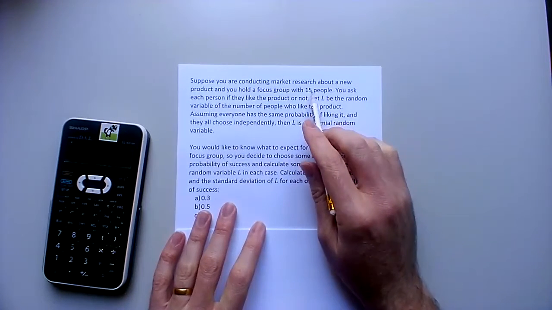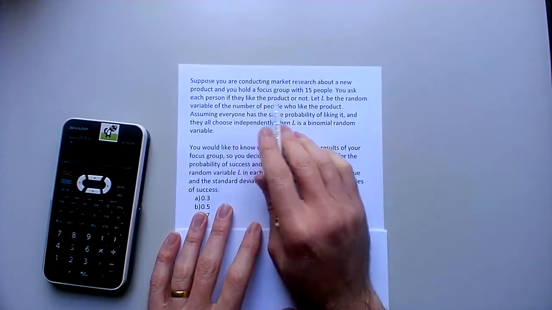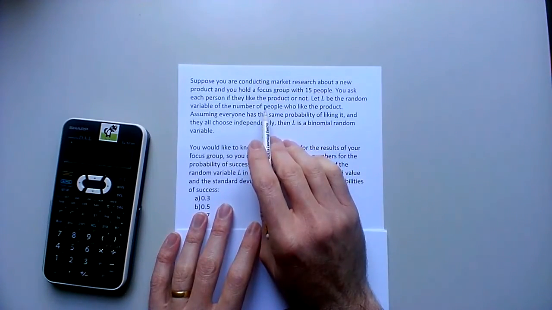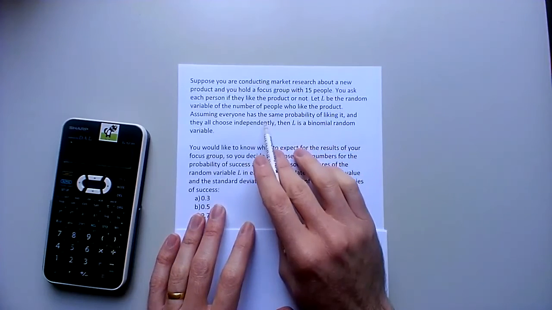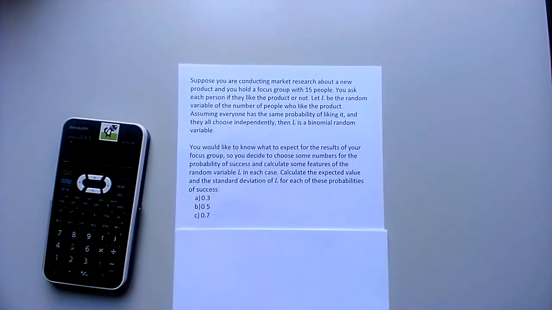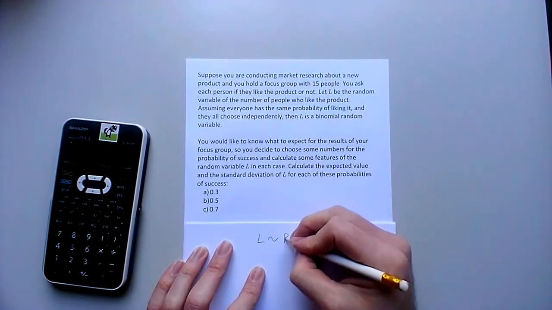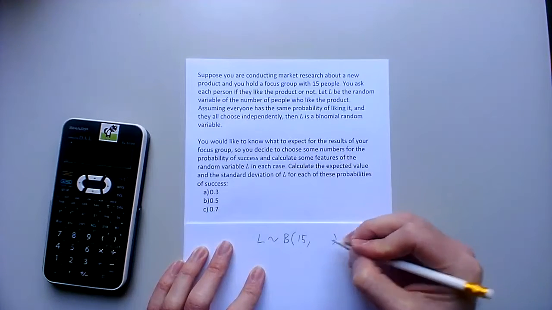The 15 people would be the trials, like asking them would be the trials. And there's only two options, they either like it or they don't like it. And we've counted how many people like it, so success is liking it. And the probability of the success is the same every time, and they're all independent, so that makes it a binomial random variable. Cool, I'll write that down. L is distributed according to a binomial random variable with 15 trials, and I don't know what the probability of success is yet.